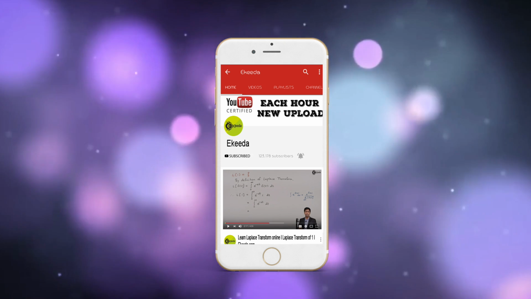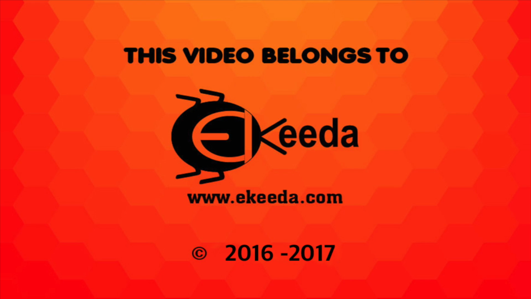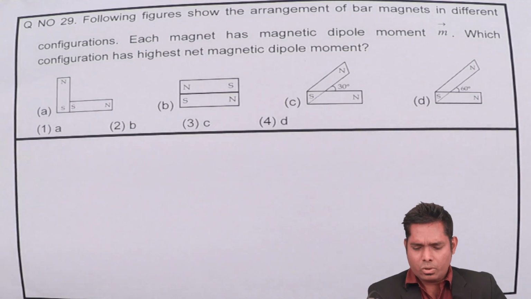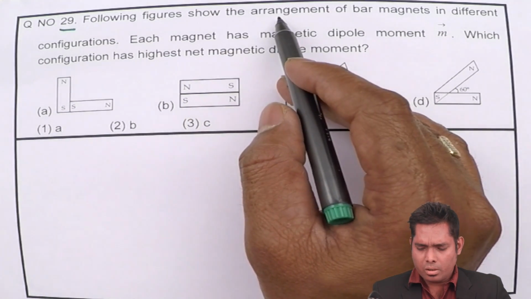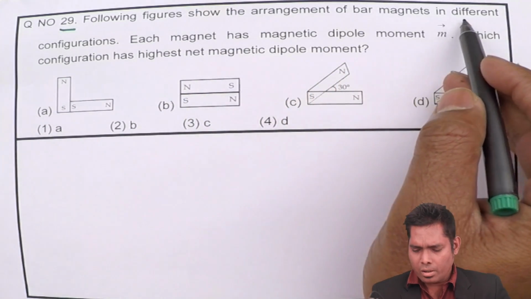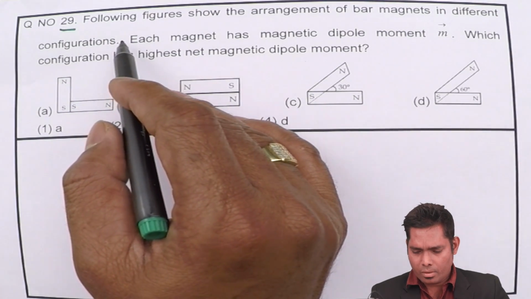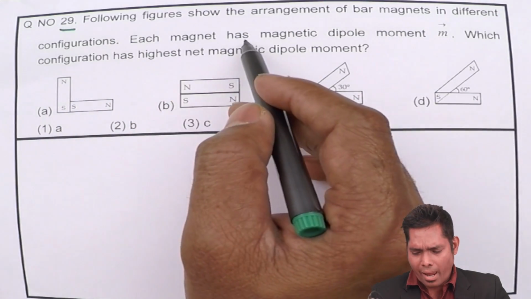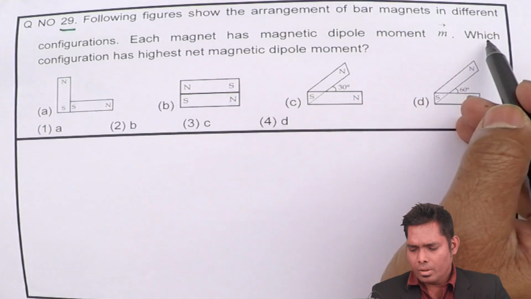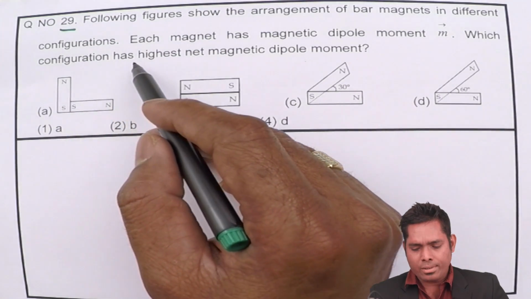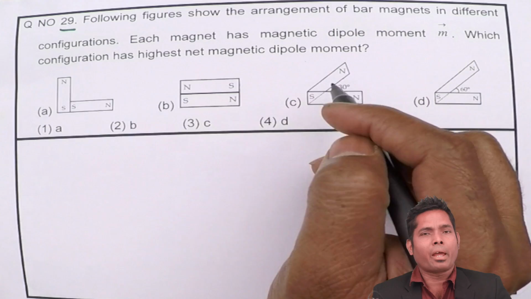Hello students, let us solve the next question. Question number 29, NEET Physics paper 2014. The question is as follows. Following figures show the arrangement of bar magnets in different configurations. Each magnet has magnetic dipole moment M. Which configuration has highest net magnetic dipole moment?